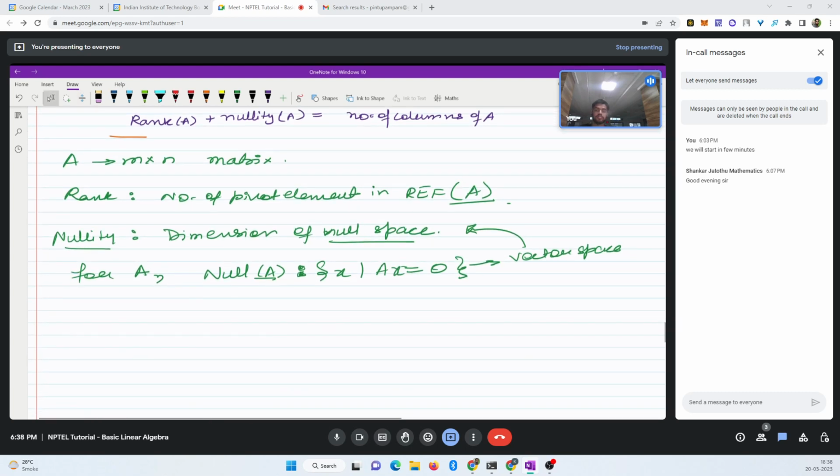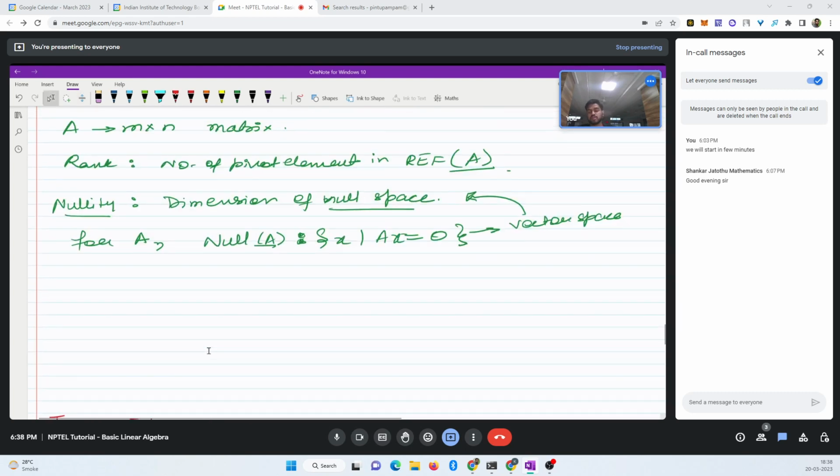Now, what does the rank nullity theorem state? The rank nullity theorem states that if you take the number of columns of A, then it can be broken down into two parts. First is the rank of A and second is the nullity of A.